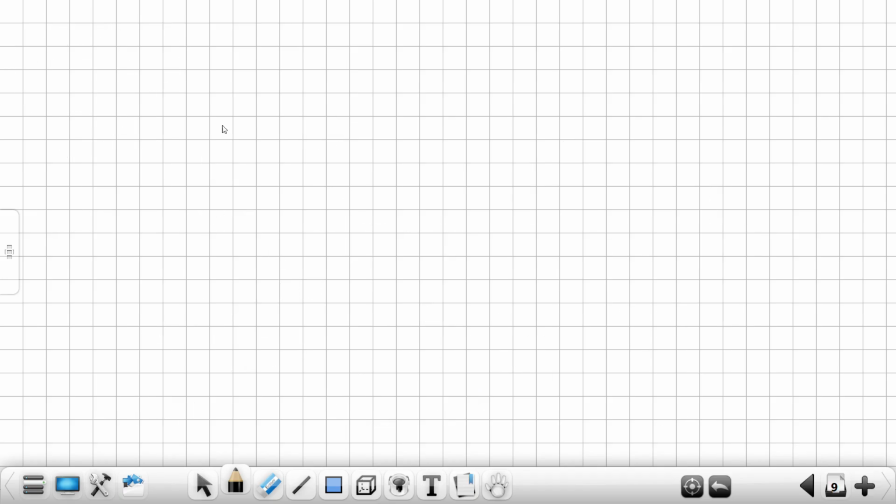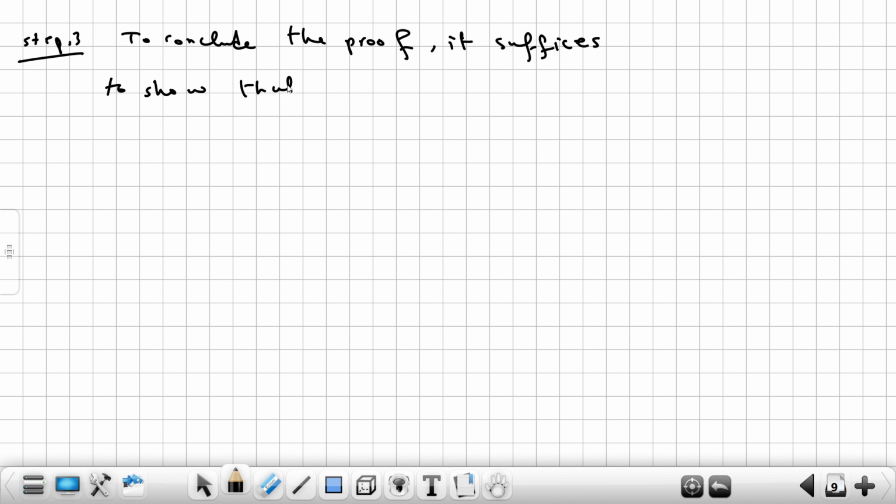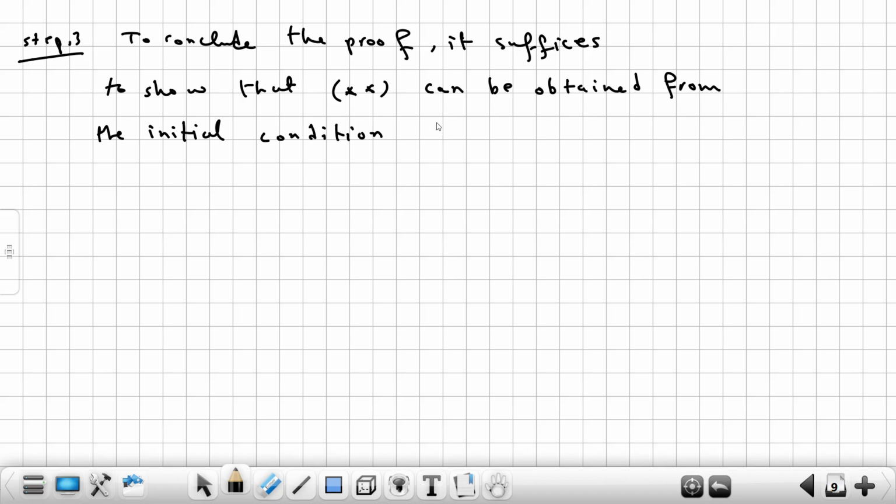Okay, so now step 3. Actually, to conclude the proof, it suffices to show that double star can be obtained from the initial condition of the theorem, and we will conclude the proof after proving the following result.